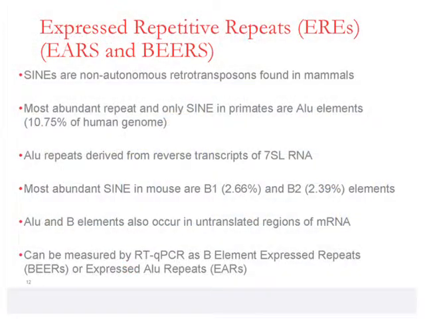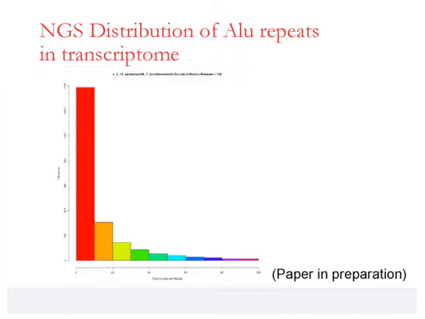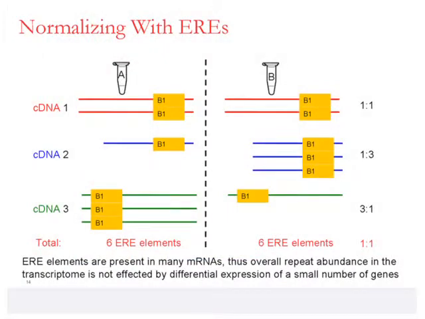A recent development is the potential use of expressed repetitive repeat elements for qPCR referencing. In primates, which include humans, ALU elements are the most abundant. In mice, B elements are the most abundant. An analysis by next-generation sequencing shows that ALU repeats follow a log-normal distribution, and this is consistent with random incorporation of the repetitive elements throughout the genome. Because of random incorporation throughout the genome, expressed repeat elements are expected to be present in both regulated and not regulated genes.